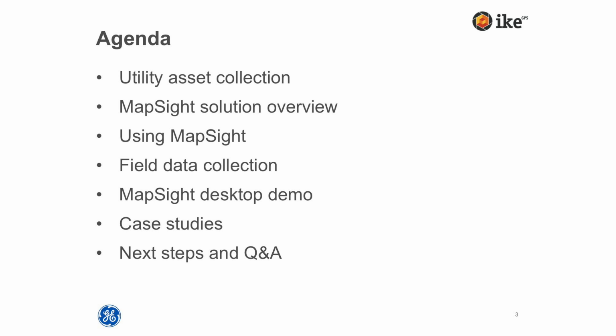Today's agenda: we're going to cover utility asset collection from the standpoint of the what, where, why, and how of your data collection efforts. We'll introduce you to the MapSight solution and give you an overview. We'll give you a feel for using the MapSight product in the field. We'll look at some field data collection examples. Then I'll go live into a MapSight desktop demonstration, share some case studies of customers that have already embraced the technology and seen tremendous gains on their efforts. And then also we'll get into some potential next steps, download resources, as well as some Q&A.